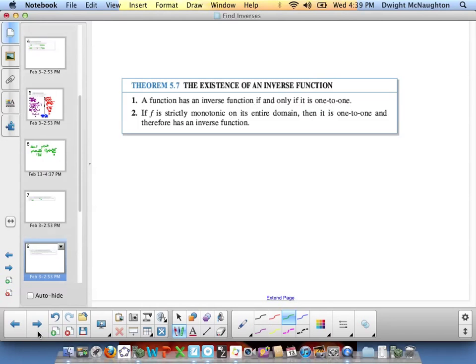Now, this is very important. Every function has an inverse. However, not every function has an inverse function. What do I mean? Well, here's a parabola. That has an inverse. Inverse means opposite. You take the opposite, it looks like that.